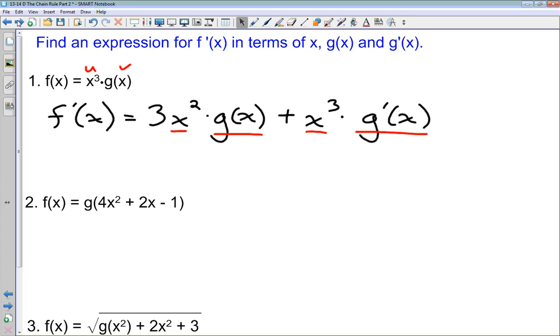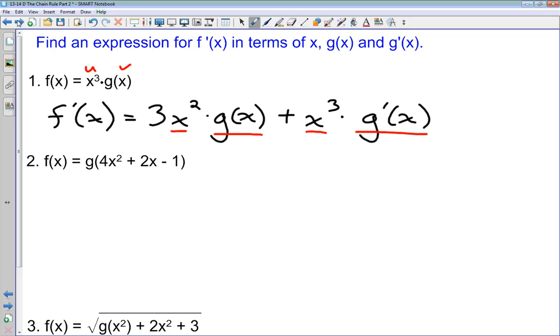So let's do another example here. f of x equals g of 4x squared plus 2x minus 1. In this case, my two functions aren't multiplied by each other. They've been combined using composition. So I'm going to have to use the chain rule here to do my derivative. Remember, think of this as f of x equals g of u. So my derivative, f prime of x, is going to be g prime of u times u prime.